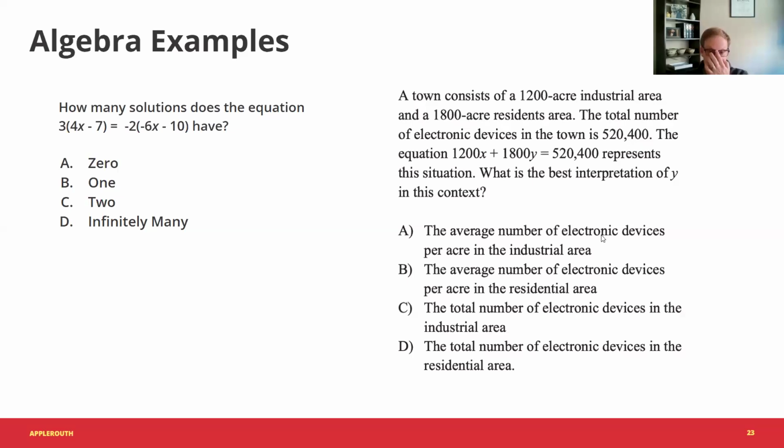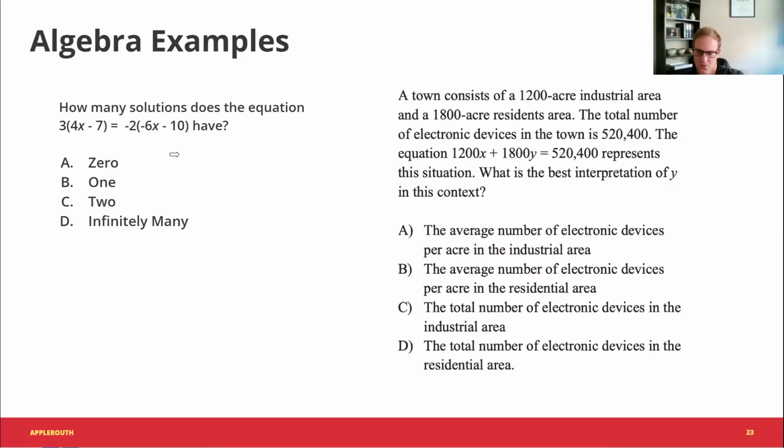And then the one on the right-hand side is a modeling question. This is linear or basic modeling, where our job is to read through and decide what does y mean. So, we can look at this one because it's pretty simple. Y is connected to 1800. 1800 refers to the residential or residence area. So I know that Y is going to refer to the residential area, not the industrial.